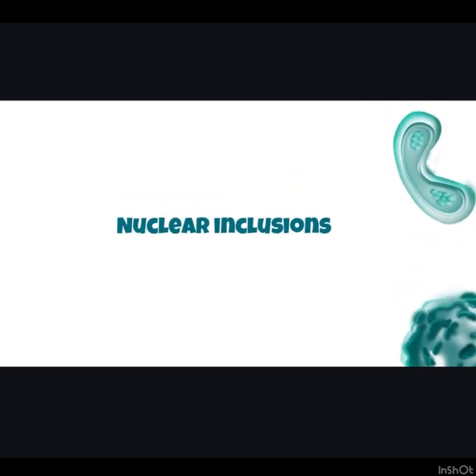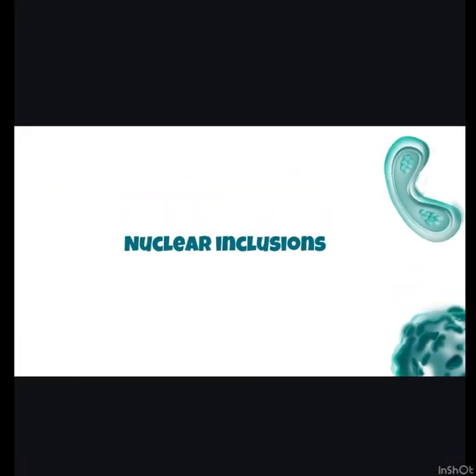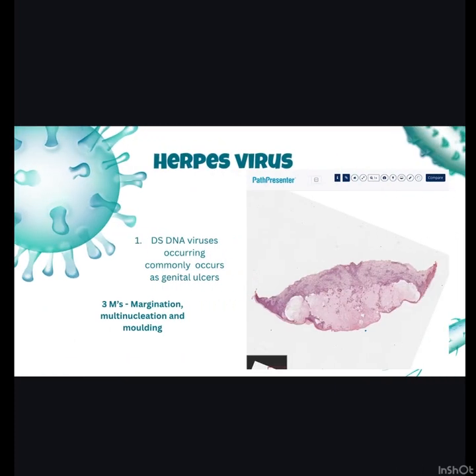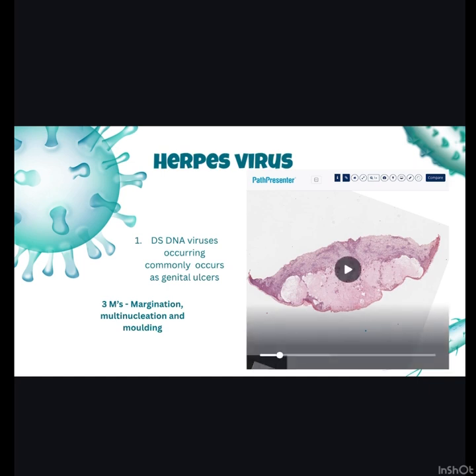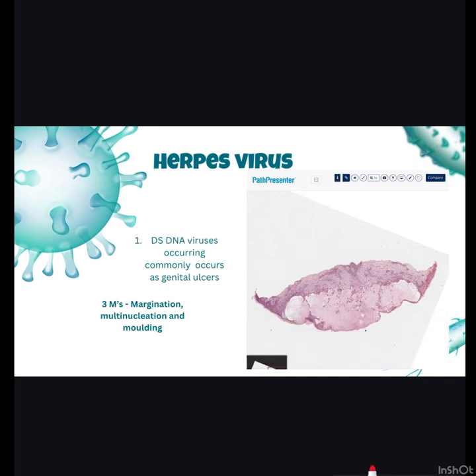Based on this classification, we'll start with nuclear inclusions. We'll first discuss the herpes virus. Herpes virus is a double-stranded DNA virus. There are two types, as we know: HSV1, herpes simplex virus 1, and herpes simplex virus 2. These are double-stranded DNA viruses which commonly present as genital ulcers.